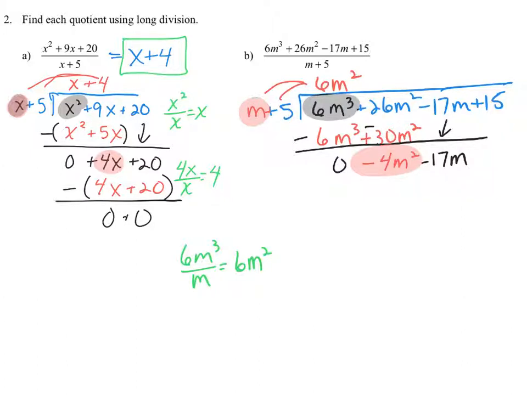So we have the negative 4m squared. What do we get when we divide that by m? That's going to simplify to just negative 4m. So we can say m goes into negative 4m squared, negative 4m times. So we're going to put the minus 4m.